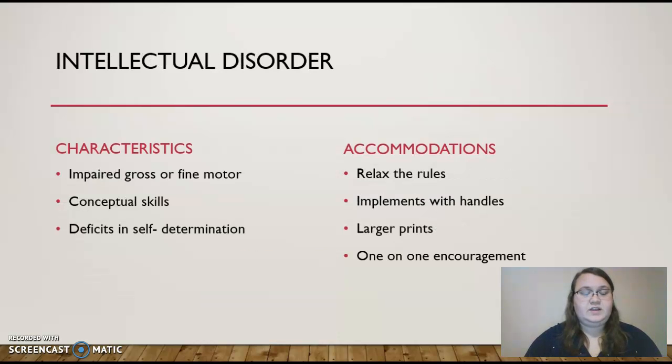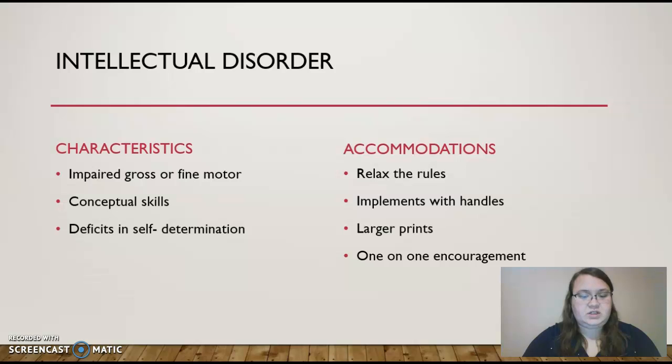Intellectual disorders are characterized by impaired gross or fine motor skills, conceptual skills, and deficits in self-determination. Some accommodations would be relaxing the rules. This would be eliminating or removing time restraints to games or drills. Also taking out, like, out of bounds, or when you're playing tag, calling them out. Implements with handles help with their gross motor skills. It's easier for them to hold, and it's safer because if they do release it, it's not going to hit another child.